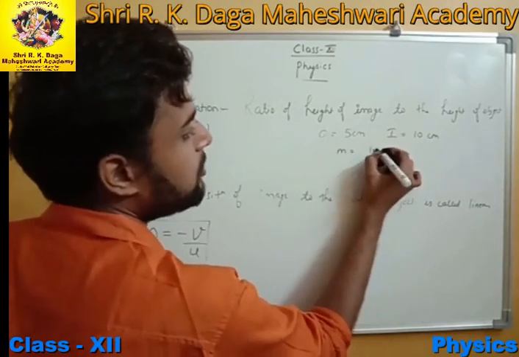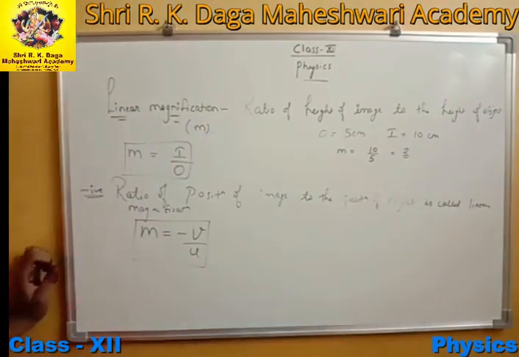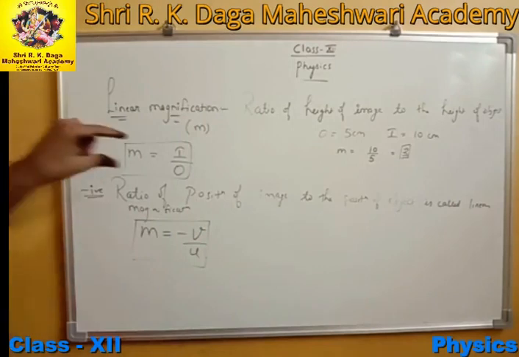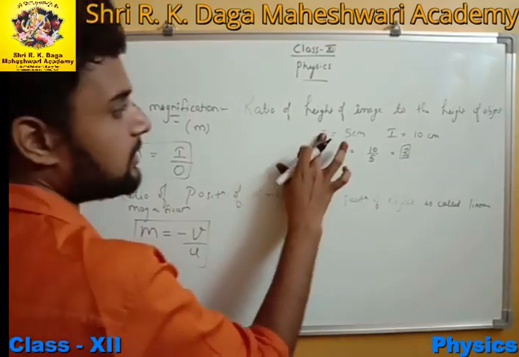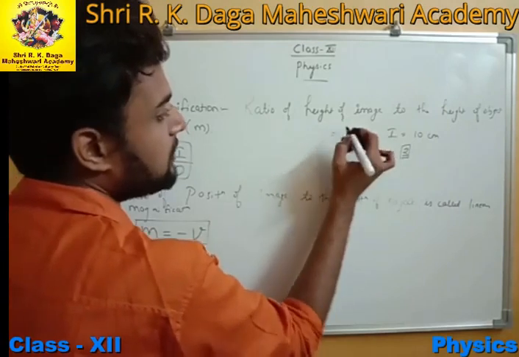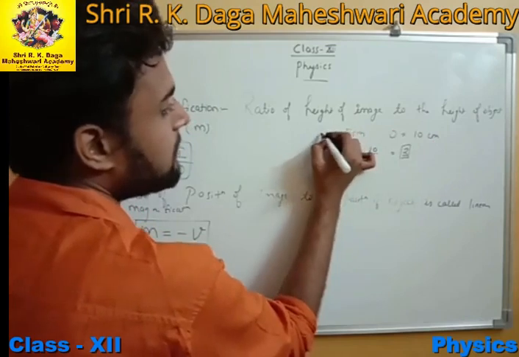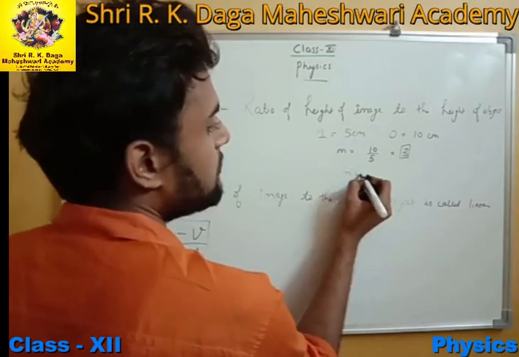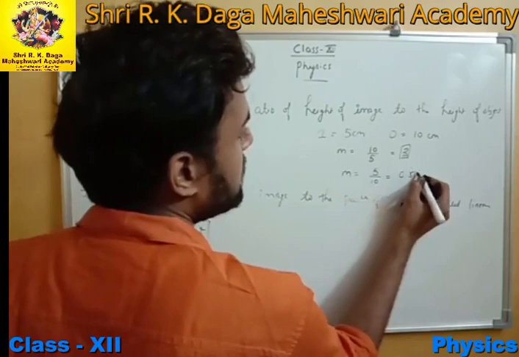Its magnification will be m is equal to 10 upon 5, that is 2. And one thing you have to keep in mind, that there is not any unit of this linear magnification, since it is the ratio of two similar quantities. Okay. Similarly, you can also say that if the height of object is 10 centimeter and the height of image formed will be 5 centimeter, then the linear magnification will be 5 upon 10, that is 0.5.